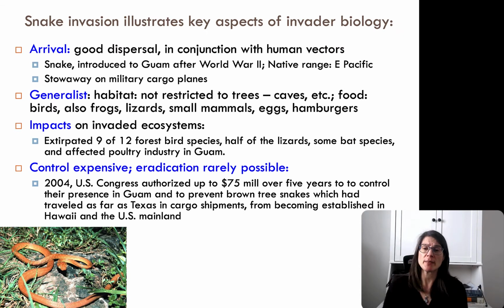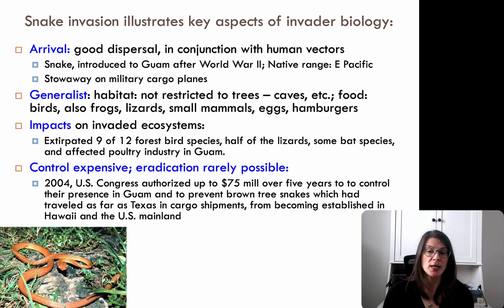The interesting thing about the brown tree snake is that it illustrates a lot of the aspects of invader biology. Let's kind of think about them. Arrival, it's good at dispersal, and it's good at doing that with human vectors. In fact, it was a stowaway on military cargo planes. It's a generalist. While it tends to nest in trees, it'll go for caves. And while it likes to eat birds, it'll also eat frogs, lizards, and small mammals. And it'll have an occasional egg or a hamburger.